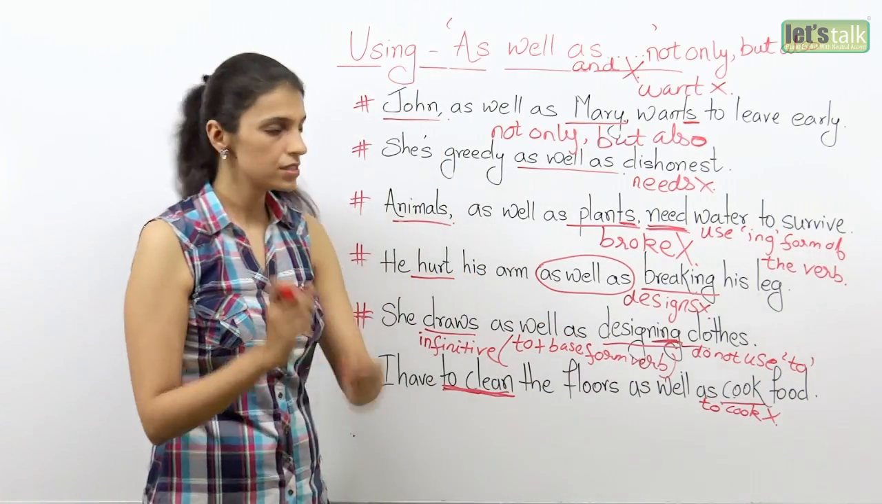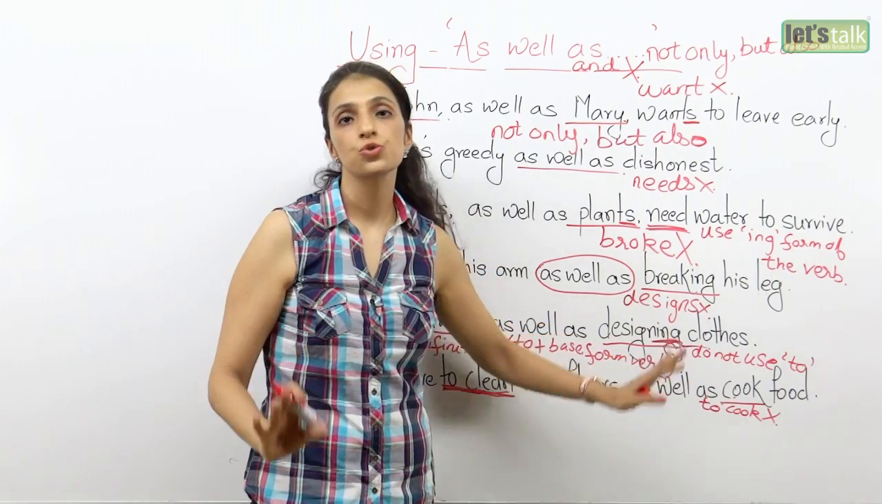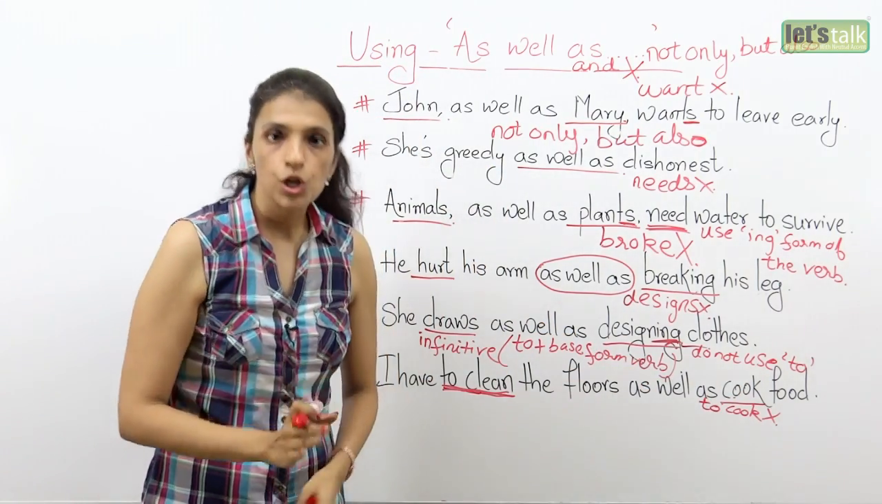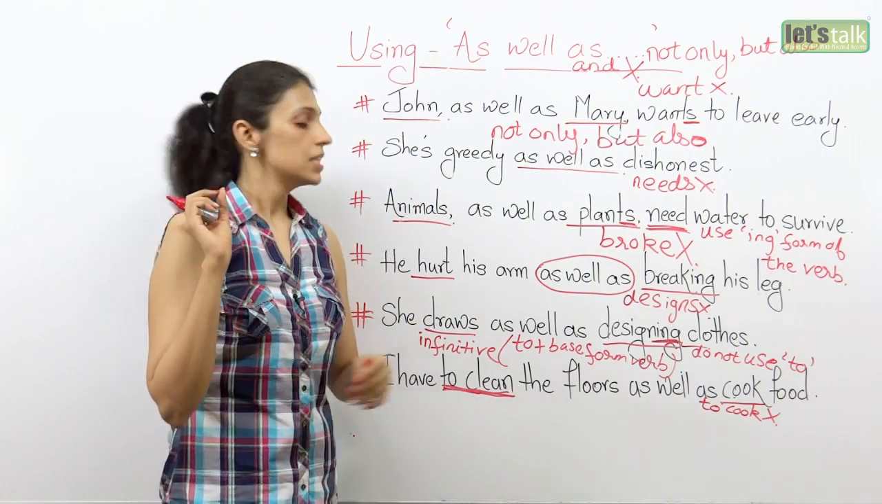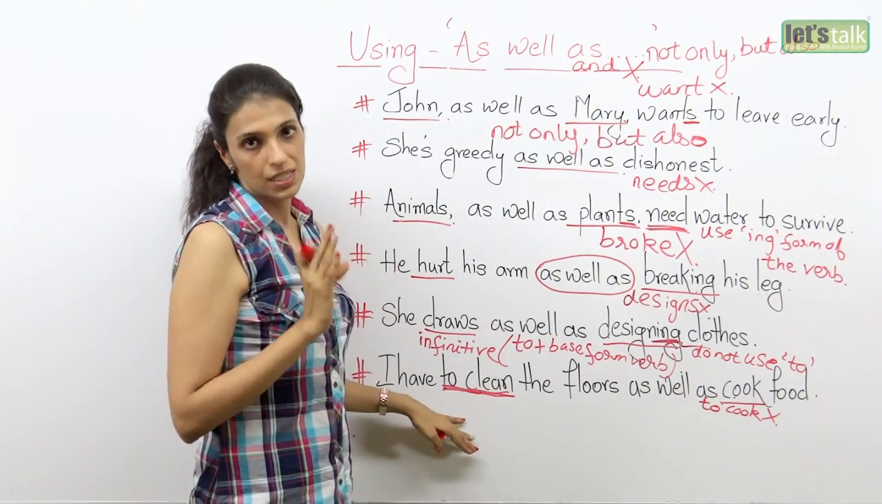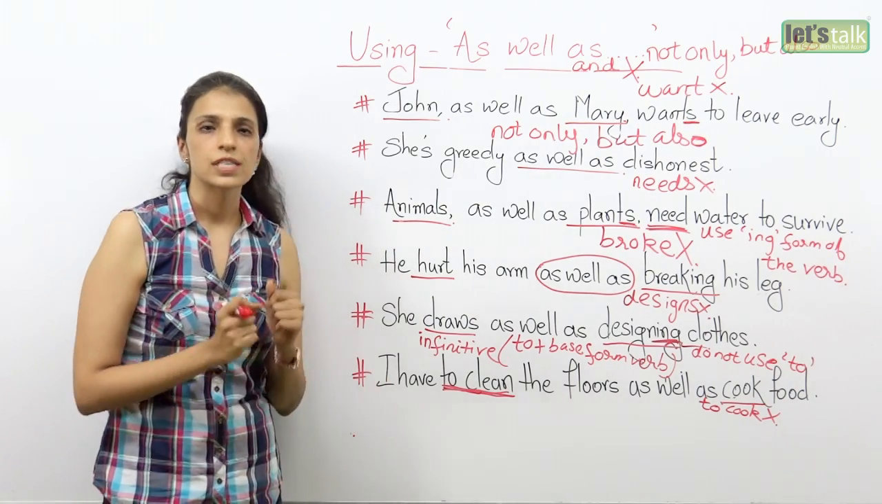That means the infinitive form after as well as, you will just put it without to. You will use the verb without to, and remember, in this case, you will not put the verb in the ing form because we are dealing with infinitives in this sentence. Okay, friends? Now, let me give you one more sentence.